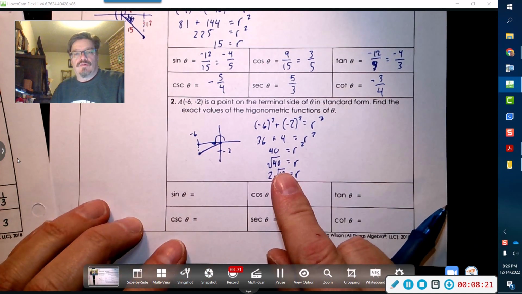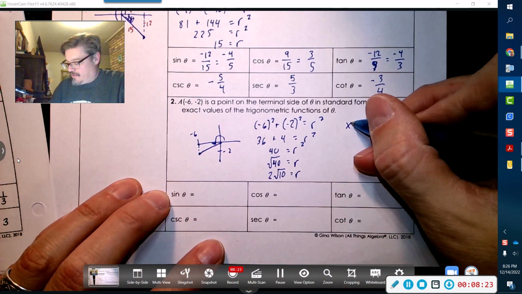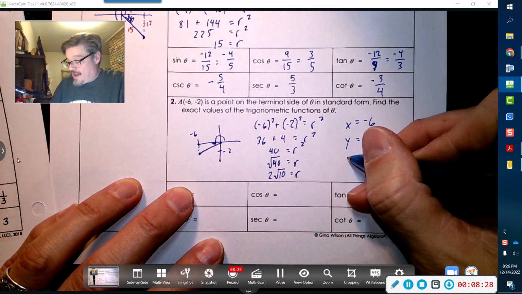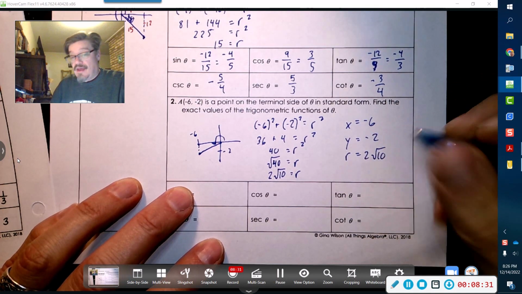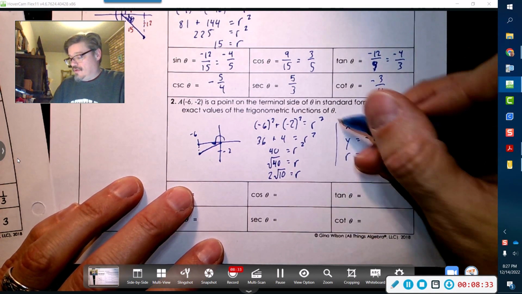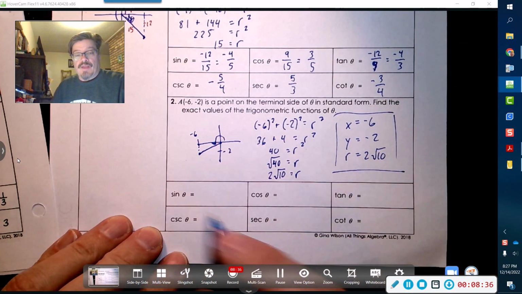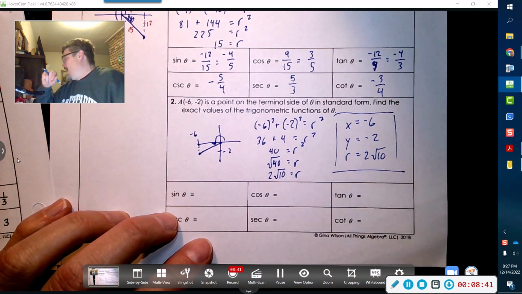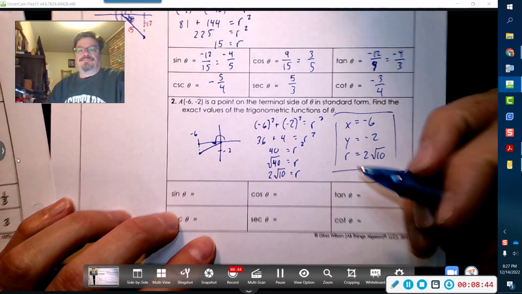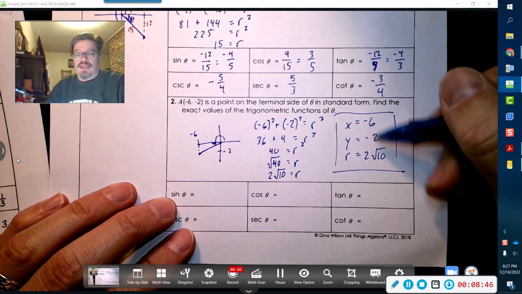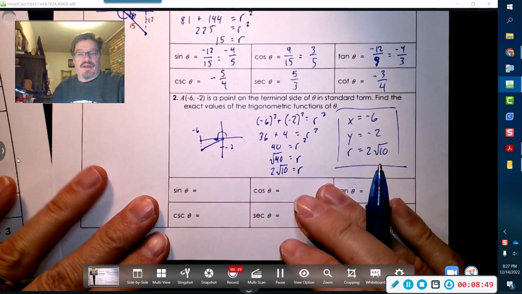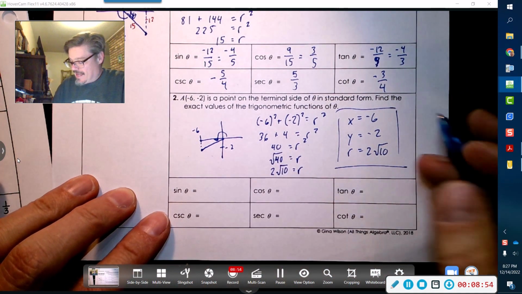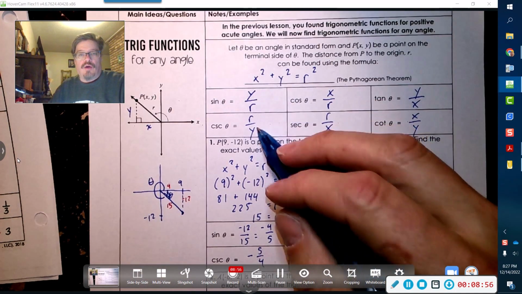So now, since I have the x value at negative 6, the y value at negative 2, and the r value at 2 radical 10, I can just use these three. In fact, you could just label them before you even get started, and then you can just carefully execute their ratios. But notice though that I do have a couple negatives, and we'll just see how that plays out. So for sine, what I get is y over r.